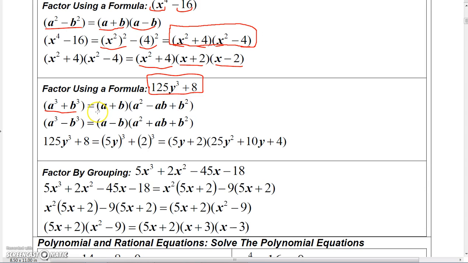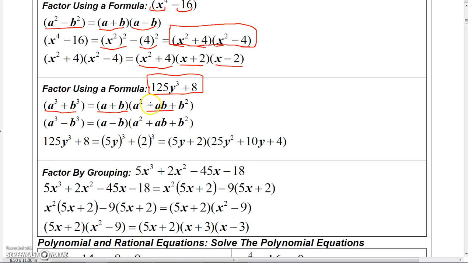And the formula is you take the cube root of the first term plus the cube root of the second term. Then you take that cube root and square it, and then over here at the end you have the other cube root squared, but in the middle you have minus the product of the cube roots.